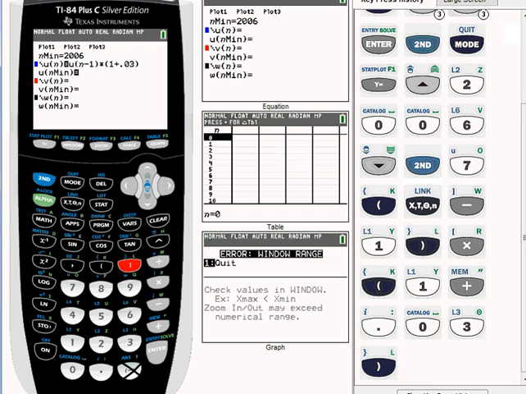So 1 plus 0.03, and that's just multiplied by. And then what's our last step here? Who remembers our last step?